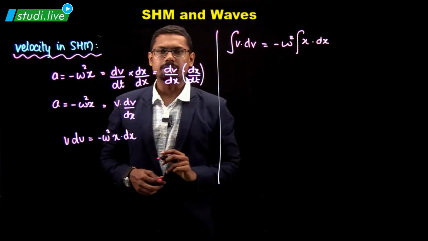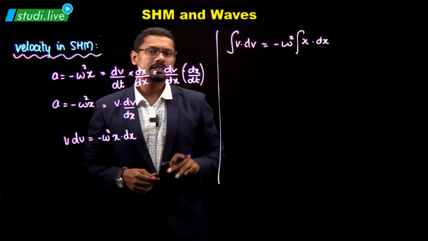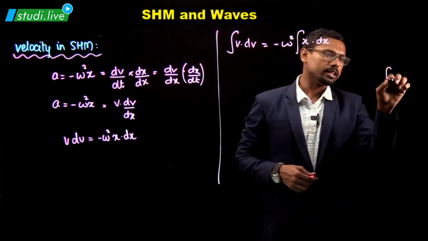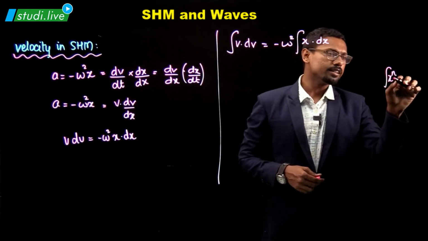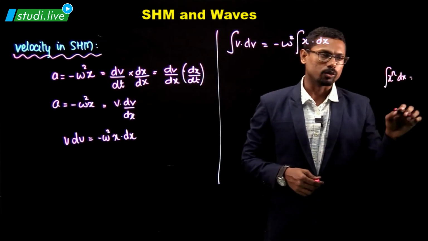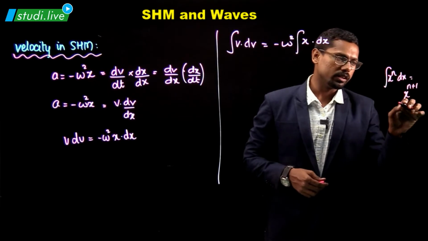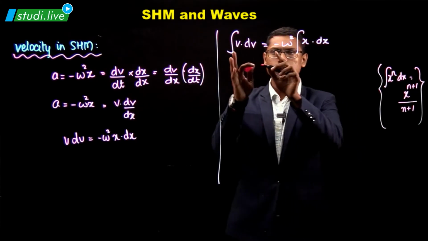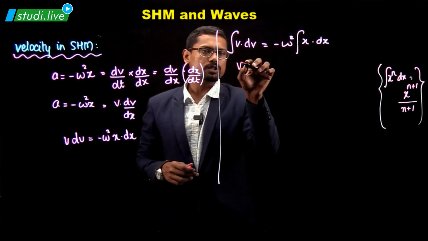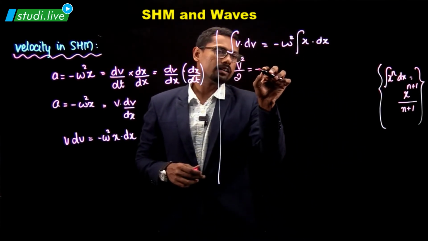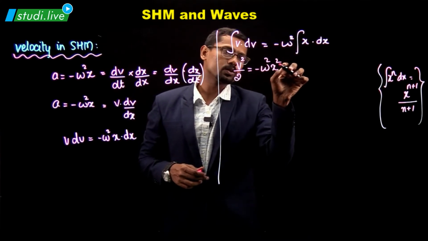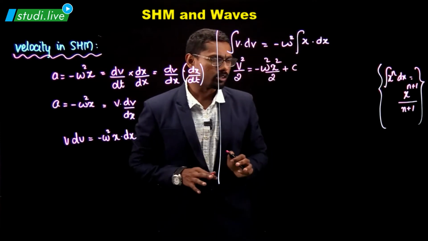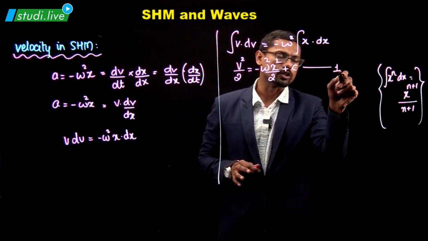Now let's start with something very simple. I understand that if I integrate x raised to n, the integration becomes x to the power n plus 1 divided by n plus 1. We know this thing, right? It's very simple. I'm going to use it over here. This becomes v square by 2, and that is minus omega square x square by 2 plus the constant of integration. We do not know the constant of integration, so I'll just mark this as equation number 1.